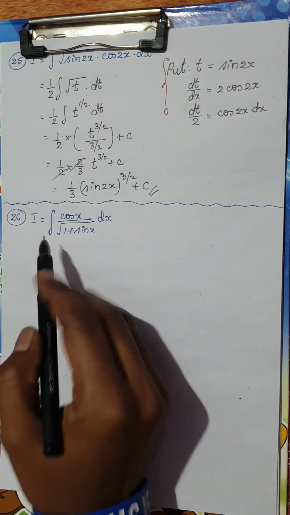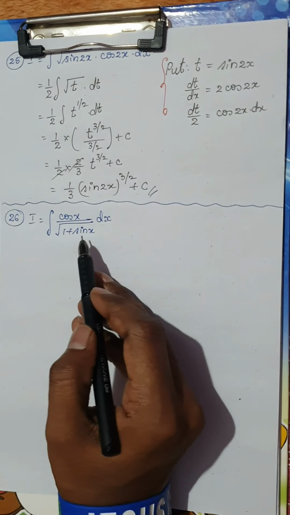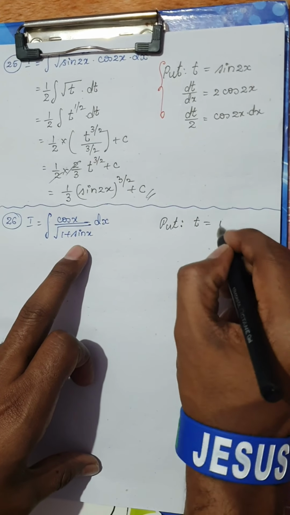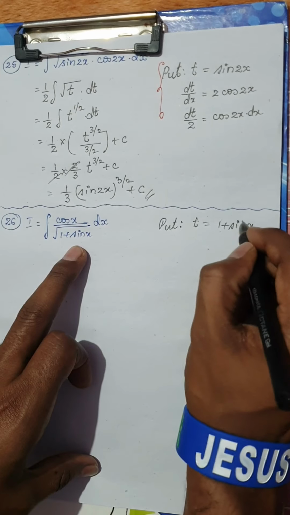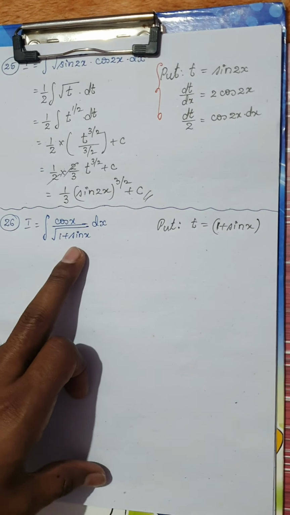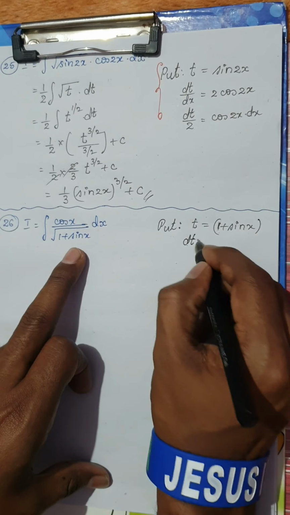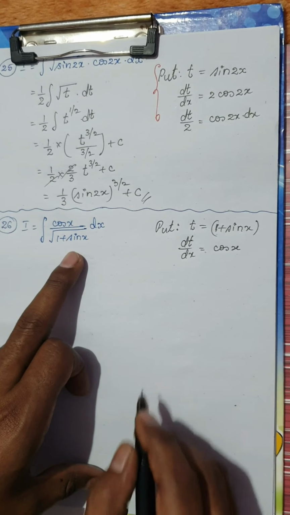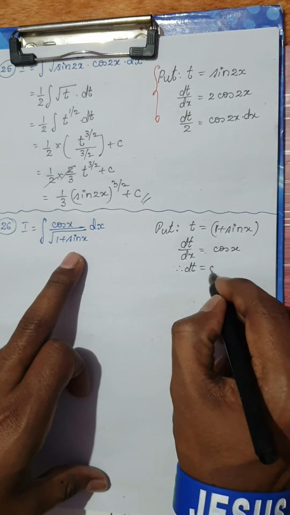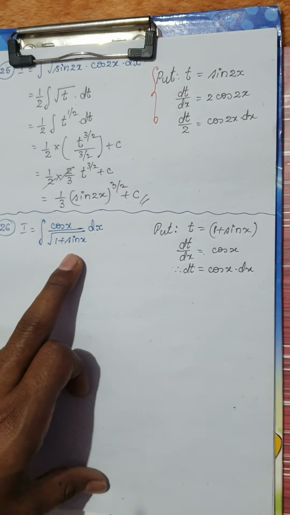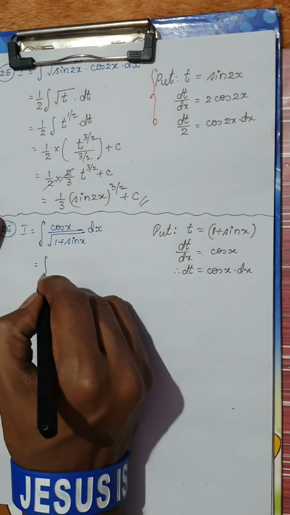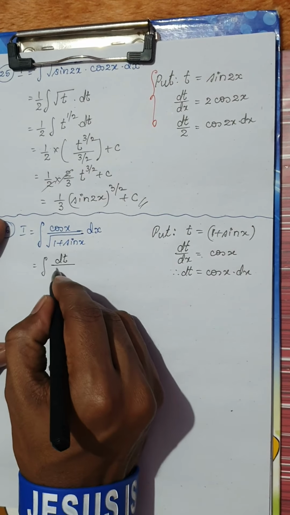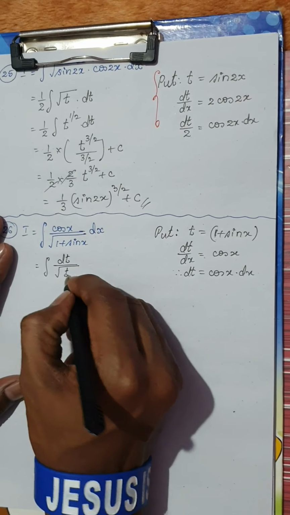So the next integral is the integral of cos x divided by root of 1 plus sin x dx. So I will put t as 1 plus sin x. See what happens. If you differentiate with respect to x, dt by dx would be the derivative of sin x, which is cos x. Therefore dt would be cos x into dx, right. So this becomes the integral of, look here, cos x into dx, I am taking it as dt, divided by root of 1 plus sin x, which is t.